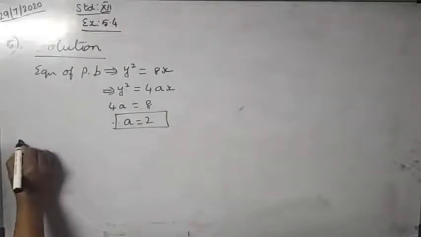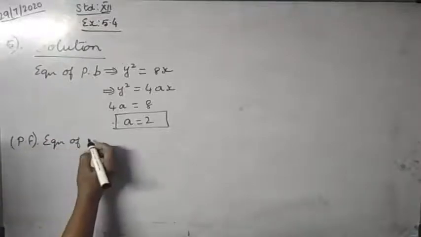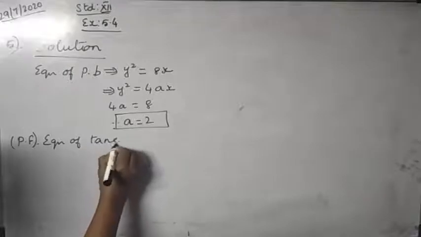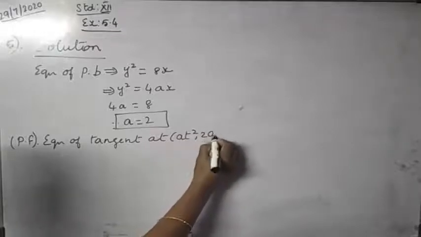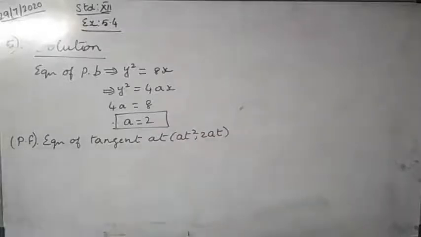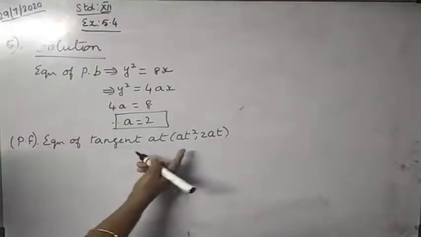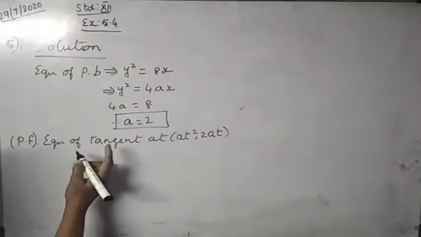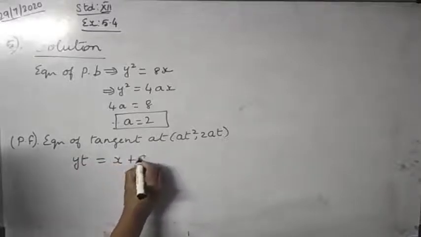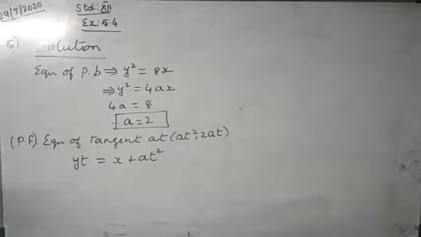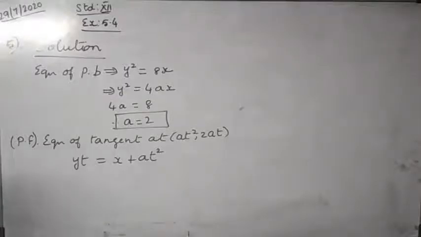Now parametric form. Equation of tangent at at square, 2at. These are the points of tangency. So in parametric form, let us write down the equation of tangent in parametric form: yt is equal to x plus at square. Now substitute the value of a, and it is given t is equal to 2.